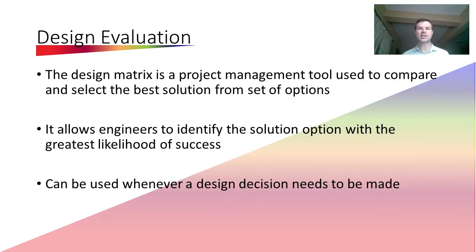In summary, a design matrix is a project management tool used by engineers to compare and select the best solution from a set of options. And the great thing about using a design matrix is that it really promotes conversation amongst design team members, and ultimately it will lead the design team to select a solution option with the highest likelihood of success. And this entire process is supposed to be as objective and structured as possible.